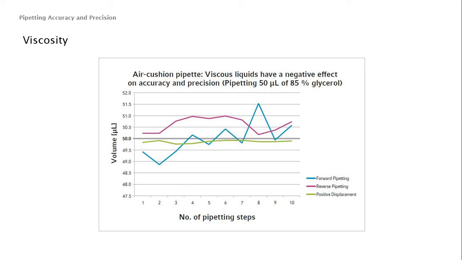Unlike in reverse pipetting, though there is still inaccuracy, the imprecision, or the random error, is lessened. It is already focused on the upper edge of the nominal measurement. But if we look at the positive displacement pipette, errors are significantly reduced and accuracy is greatly improved.